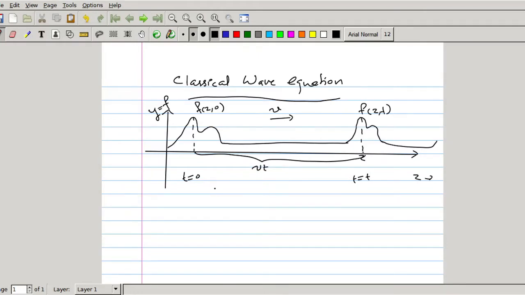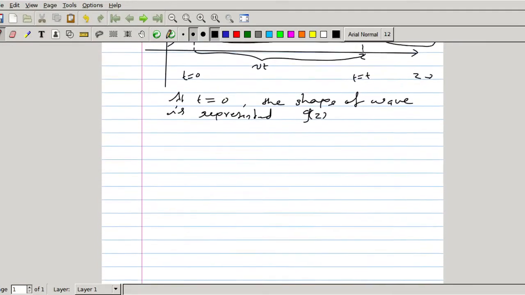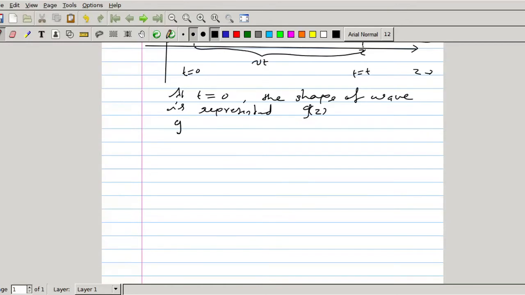Let the shape of the wave at t equal to 0 be represented by g(z). So g(z) is defined as f(z, 0). After time t it will travel a distance vt.